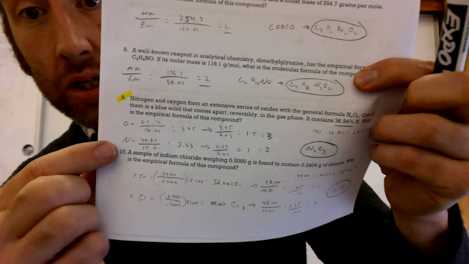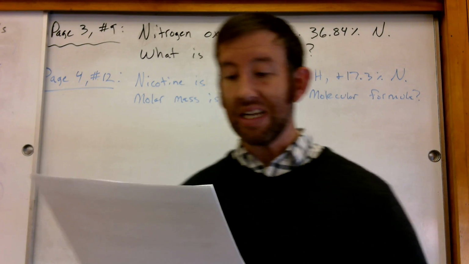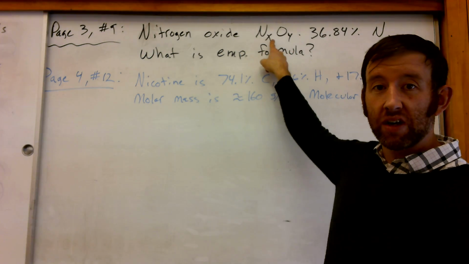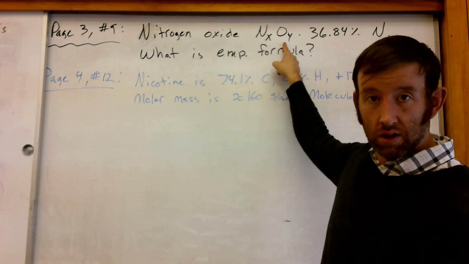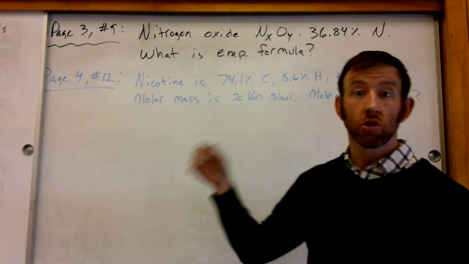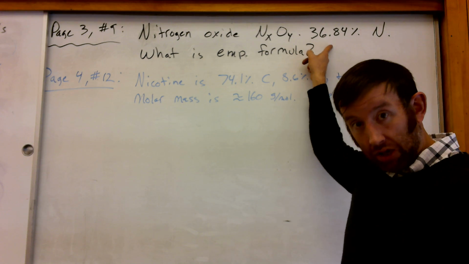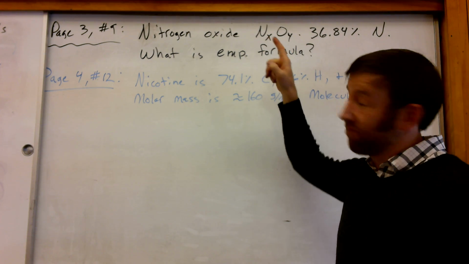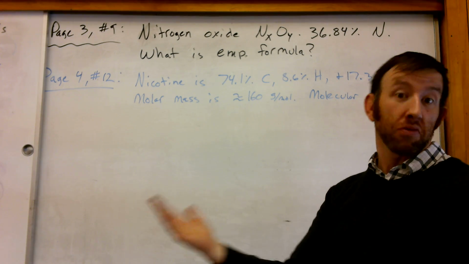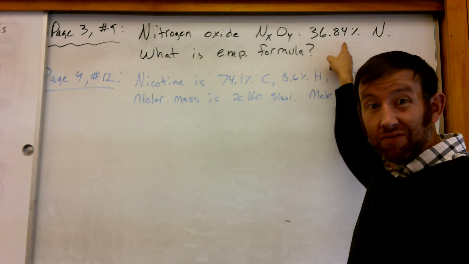So this one, you can see already there's a little bit more work involved. It says nitrogen and oxygen form an extensive series of oxides with the general formula NxOy. So we're going to have to figure out what these numbers for nitrogen and oxygen are empirically, so within their ratio. We want to know the empirical formula if, in a particular compound, we have 36.84% nitrogen. We could have different nitrogen oxides with different percent compositions. In this case, this particular nitrogen oxide is 36.84% nitrogen.